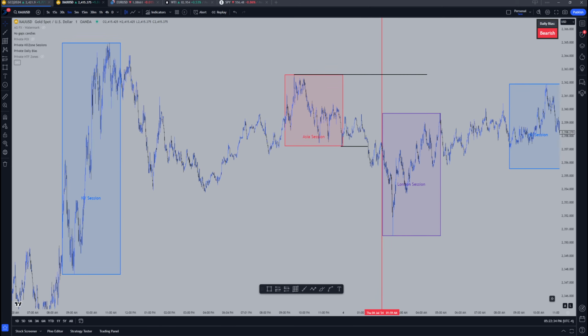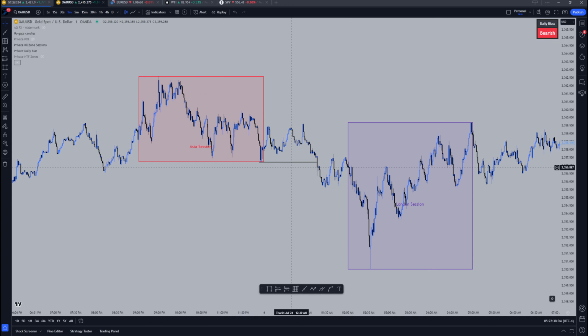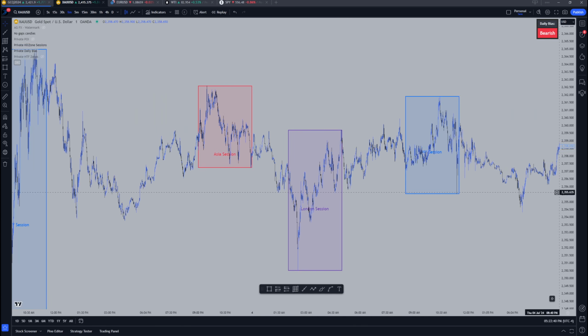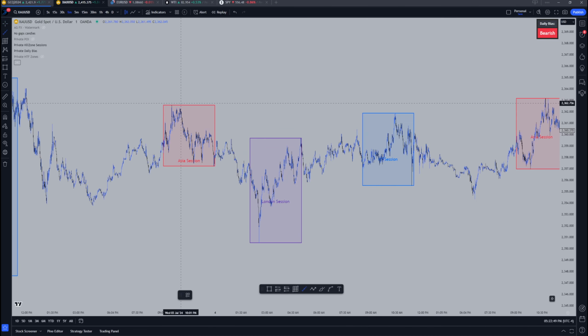You don't always have to target the opposing side of the pre-session range. You can. That is just from my back testing. It works pretty well if you target the other side of the session. However, keep in mind you will have a lower win rate if you're holding all the way until that other opposing side of the session, right?